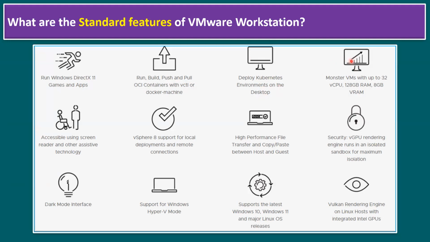We can run the Kubernetes software as well. And this workstation has limitations. We can configure large virtual machines up to 32 vCPUs, 128 GB RAM, and 8 GB virtual RAM. And we also have additional features like being accessible using screen reader and other assistive technology. And it is also the latest version, VMware Workstation 17.5. It supports vSphere 8 for local deployment and remote connections. Remote connection means if you have any remote vSphere 8, we can also connect to it from our VMware Workstation software. And high performance file transfer, copy paste between host and guest.